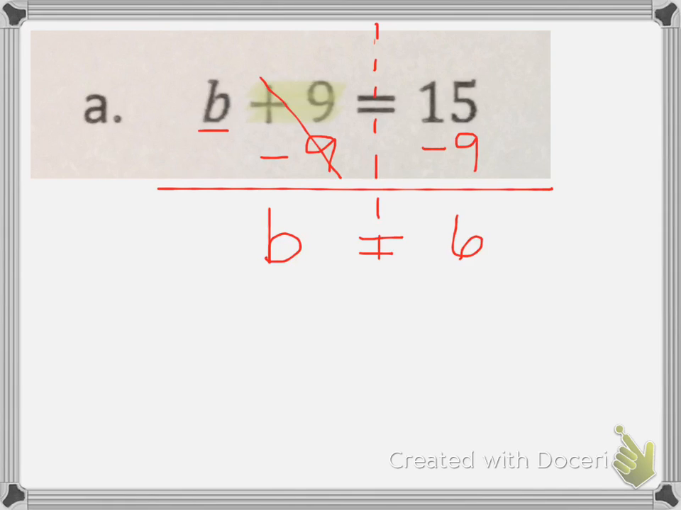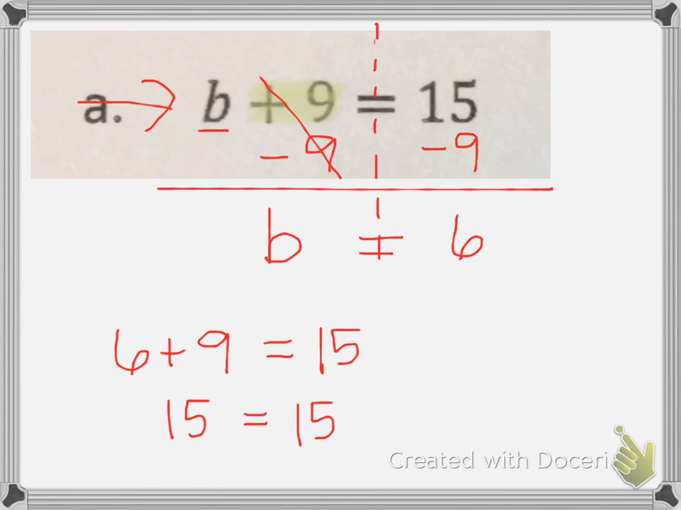Now, I can check it by just substituting. Whenever I see a B in my original equation, I'm going to substitute a 6. So B, which I know is 6, plus 9 equals 15. Let's see, 6 plus 9 is 15. So does 15 equal 15? Yes, it checks. I know I'm right. It's one of the best things about algebra. You can always check your answer and see if you're right. All right, there's number 1.